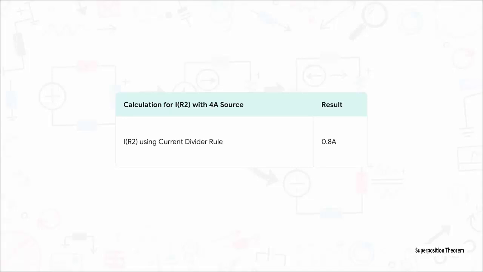So in this new configuration, our 4 amps of current comes along, hits that junction, and it has to split. Once again, the current divider rule is our best friend here. It lets us calculate exactly how much of that current goes down which path. And when you run the numbers, you find that 0.8 amps goes through our target resistor. And boom, that's the second piece of the puzzle.